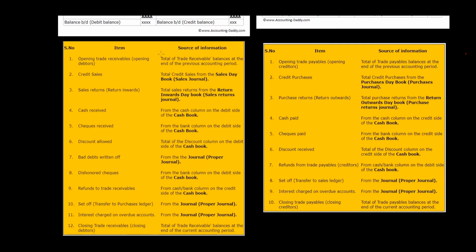Okay, next is the source documents. At the beginning, I told you that we make up our control account from the books of prime entry. Don't forget this. We make our control account from the books of prime entry because if we take them from sales ledgers, there won't be any use of making the sales control account. If you go back, I've explained why it could save us from fraud.